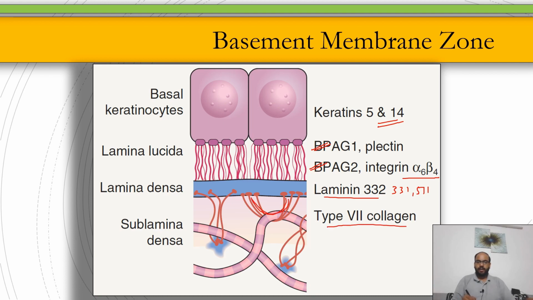So you can see this arch here. These are the anchoring filaments, while the bigger ones are the type 1 and 3 collagen, which are part of the dermis. So all the collagen are part of the dermis.